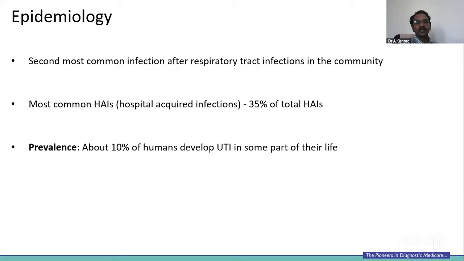And regarding the prevalence rate of urinary tract infections over the entire lifespan, approximately 10% of humans develop urinary tract infections in their life, if you take the age of 75 as the cutoff age. Approximately 10% of humans will develop a urinary tract infection at some point in their life.